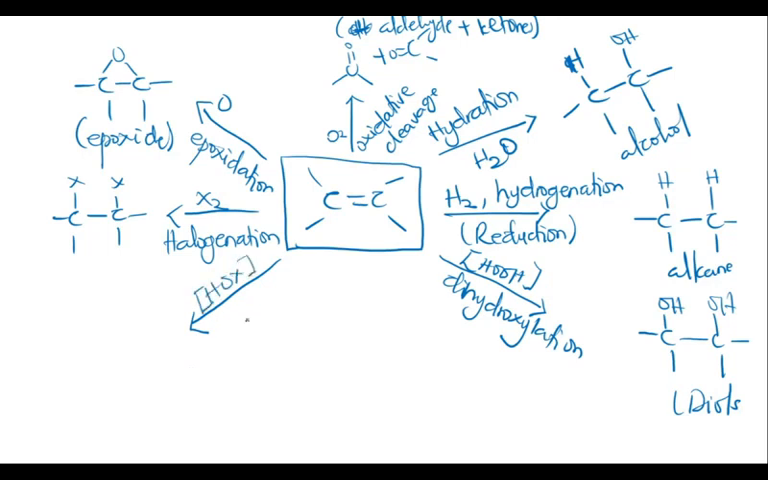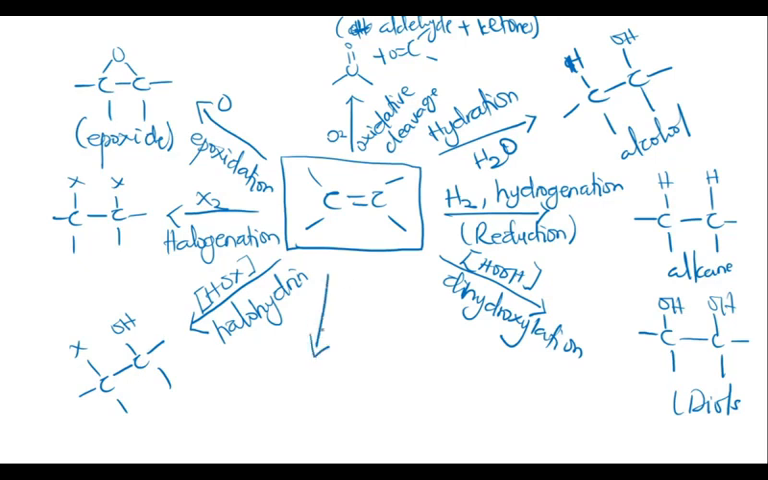HOX to an alkene, we call this what? Halohydrin formation. The halohydrin formation, and then we get the halohydrin, which is of the form where we have a halogen attached, and then we have OH attached to the two carbons bearing the double bond before the reaction occurs.